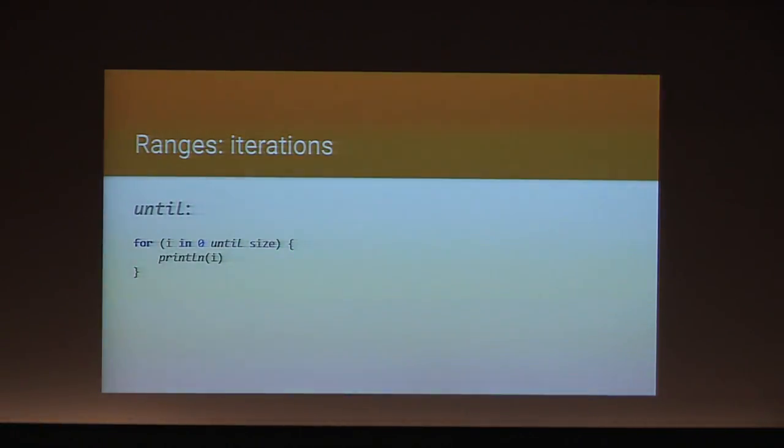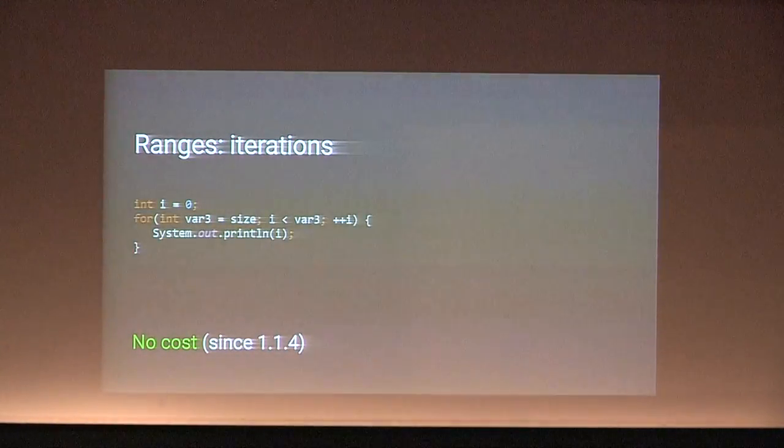But before, when you use until, it was actually generating a range object. And this has been fixed in Kotlin 1.1.4. So before, I was actually recommending people not to use until and to use instead ../-1. But now, as you can see, the code is just as good as in Java. So feel free to use it.